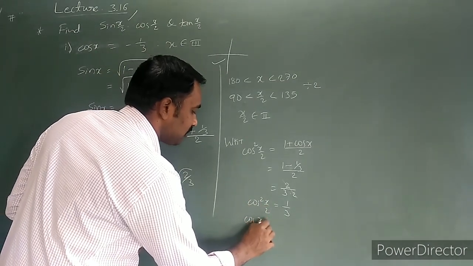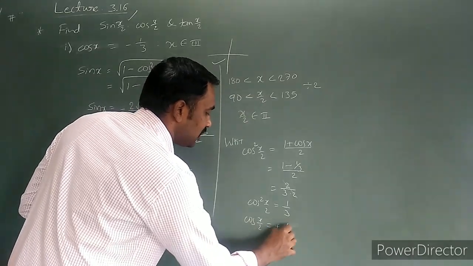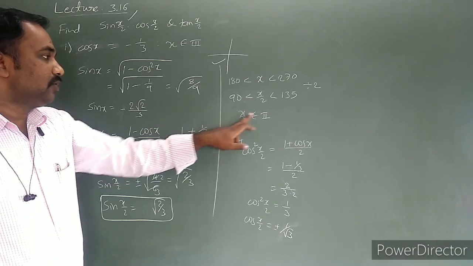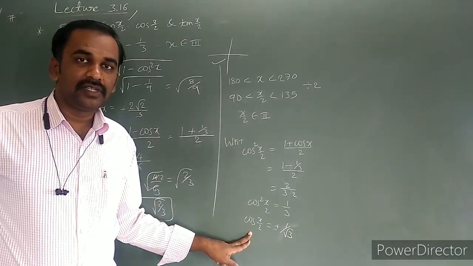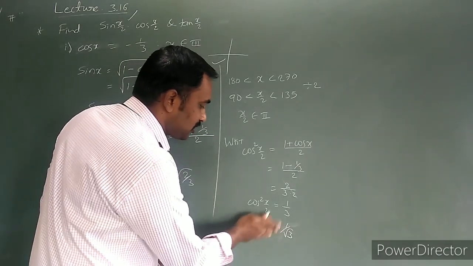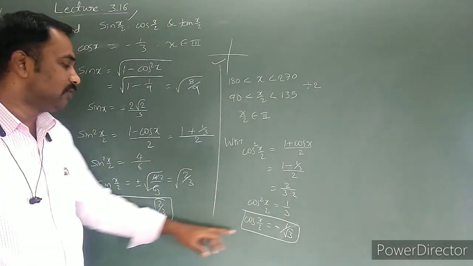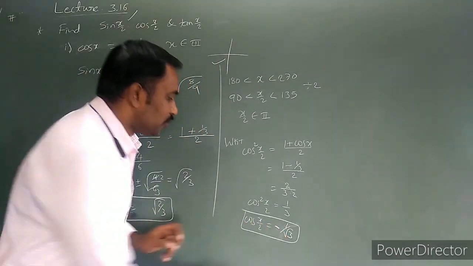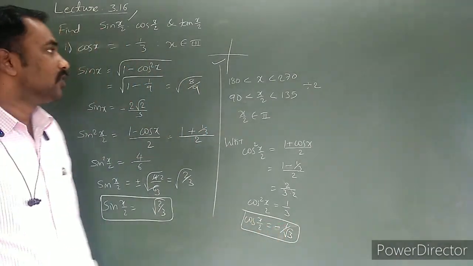Then cos of x by 2 is equal to plus or minus 1 divided by root 3. X by 2 belongs to which quadrant? Second quadrant. In the second quadrant, is cos positive or negative? Negative. So here it is sufficient to write the negative value. So cos of x by 2 is equal to how much? Minus 1 divided by root 3. Cos x by 2 is minus 1 by root 3.